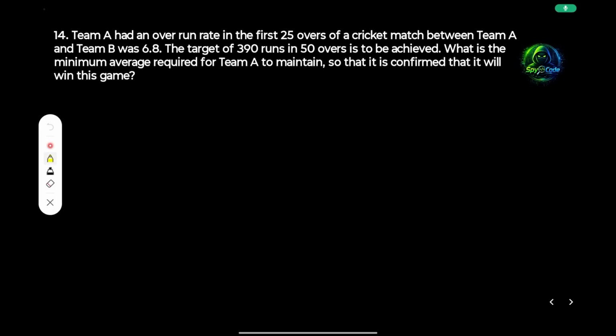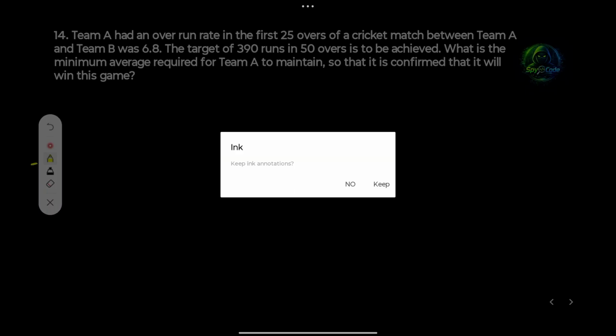Team A had a run rate in the first 25 overs of a cricket match between Team A and Team B of 6.8. The target of 390 runs in 50 overs is to be achieved. So what is the minimum average required for Team A to maintain so that it is confirmed that it will win the game?